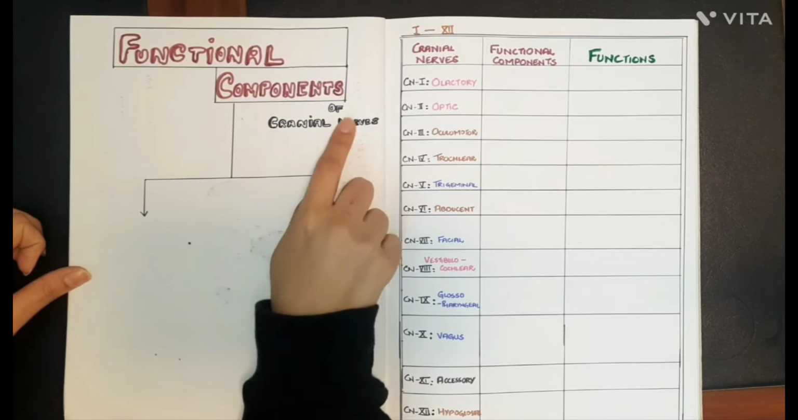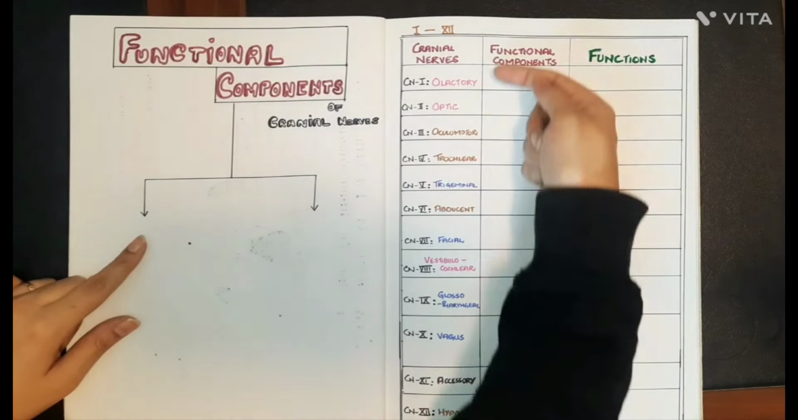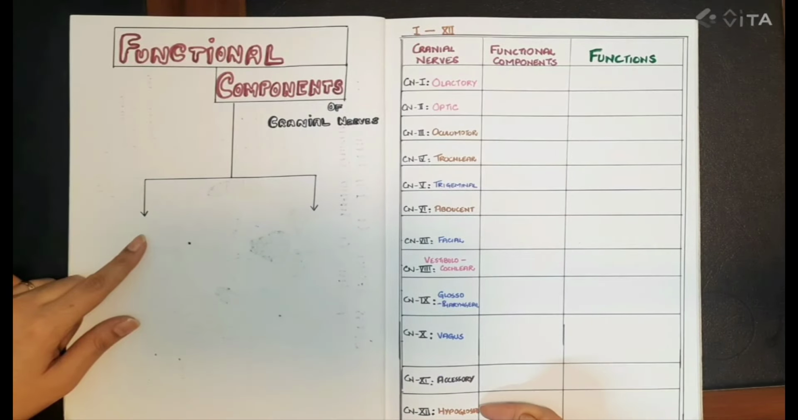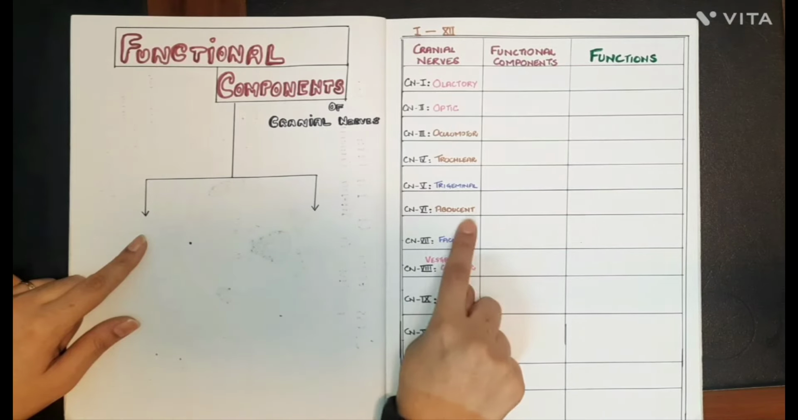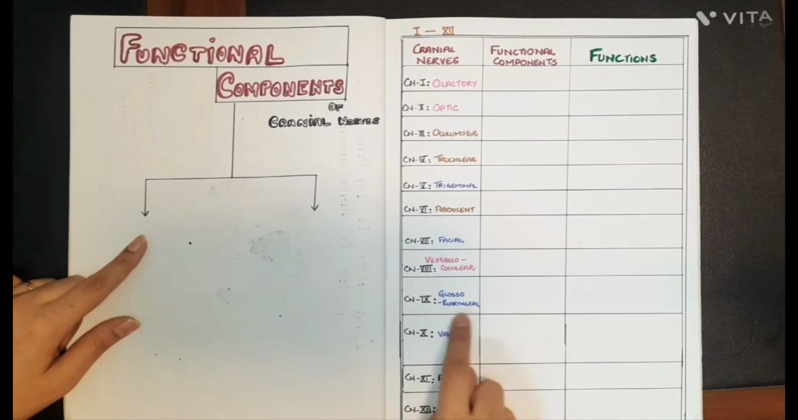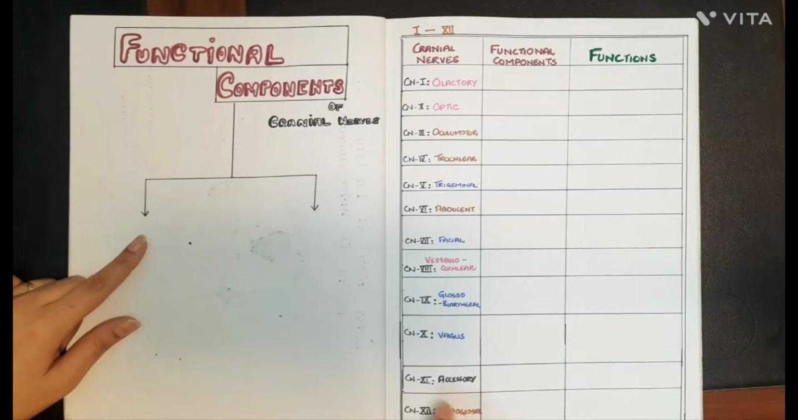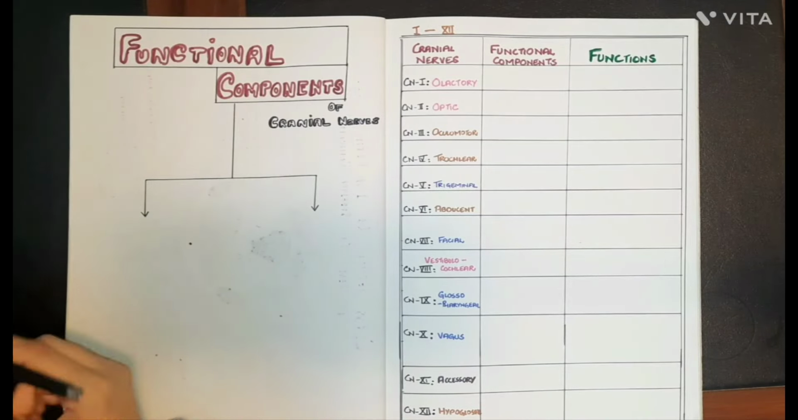This video will highlight the importance of the functional components and its subdivisions with the application to all the 12 cranial nerves: olfactory, optic, oculomotor, trochlear, trigeminal, abducent, facial, vestibulocochlear, glossopharyngeal, vagus, accessory, and hypoglossal. So what are functional components?